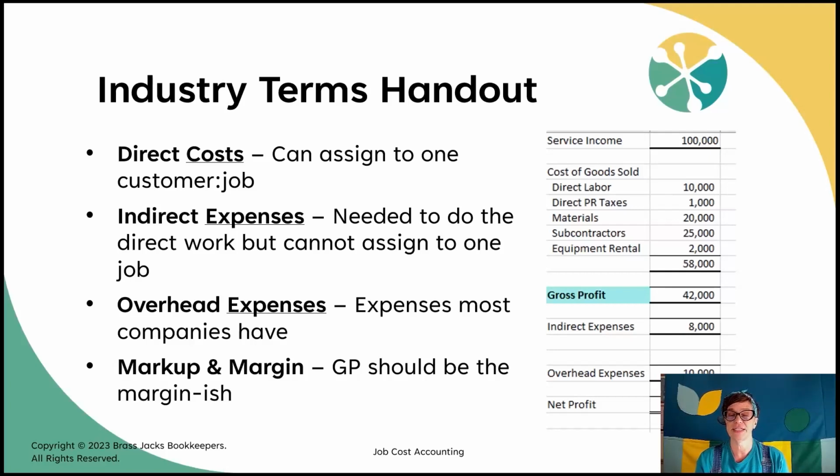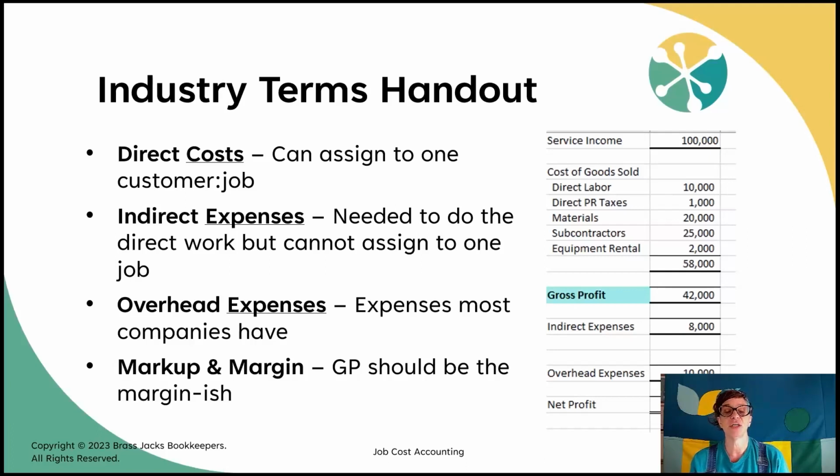And then we have overhead expenses. Overhead expenses are the things that most companies would have: telephone, rent, office supplies. So generally your overhead expenses should look like what other companies would have for overhead expenses. Also, your admin staff goes into overhead expenses.